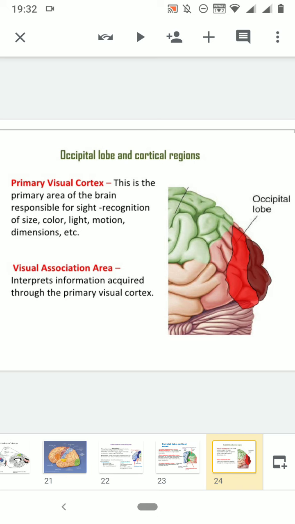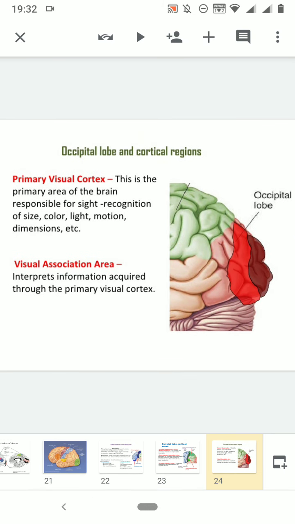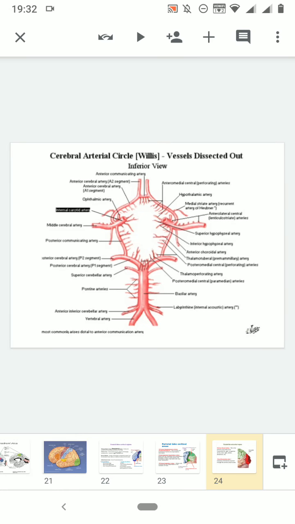Okay, coming to the occipital region, which is purely dedicated to vision. So you have the primary visual cortex, area number 17, in dark maroon, and you have the bright red, which is the visual association area, which interprets the information acquired through the visual cortex. Now this is a very important part, because the occipital lobe is only associated with vision. It is purely dedicated to vision. Okay, so next let's go to the next slide.